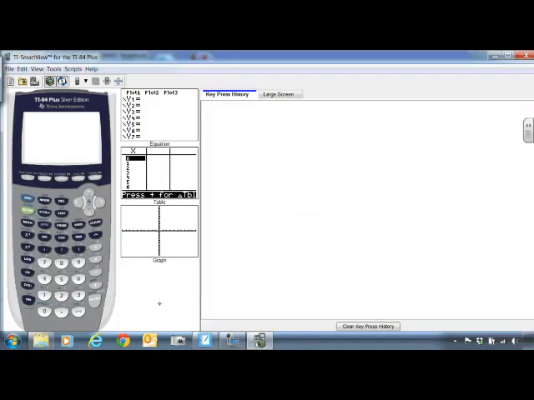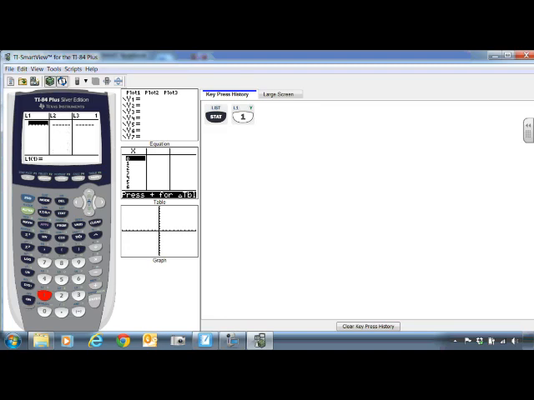So in our calculator, we're going to start by entering in our data. So let's go to stat. Let's choose option one for edit. And we're going to enter in the years into L1 and the number of CDs into L2.